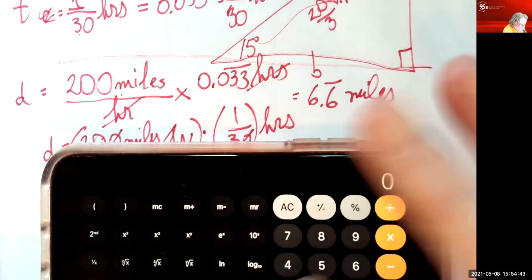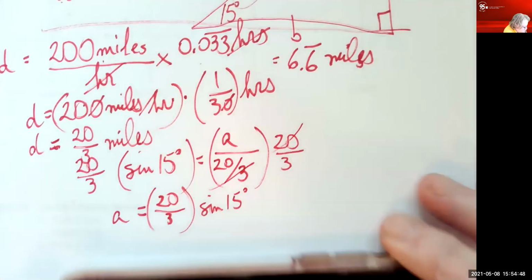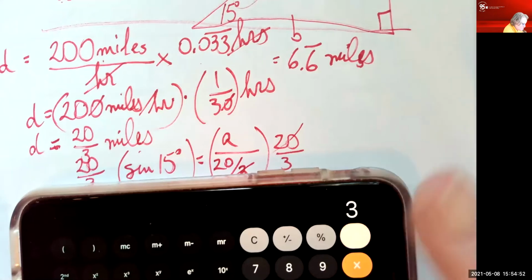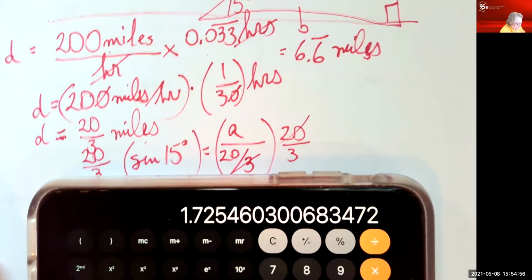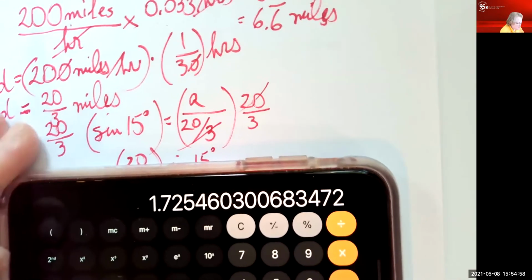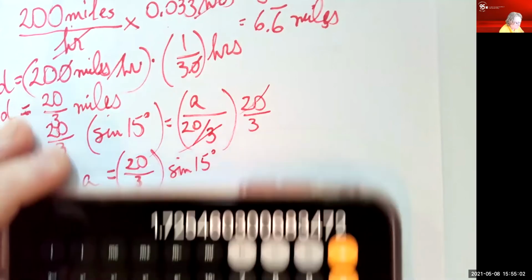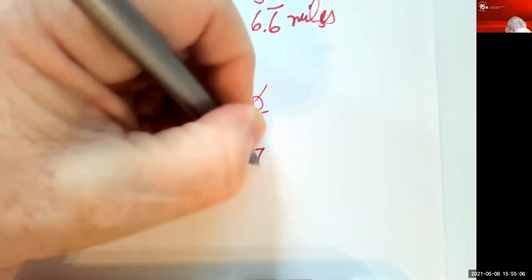So we have sine of 15 times 20 divided by 3. And I get that the vertical height, so the vertical distance, is 1.7. It didn't say how accurate, so I'm going to do one decimal place. 1.7 miles.